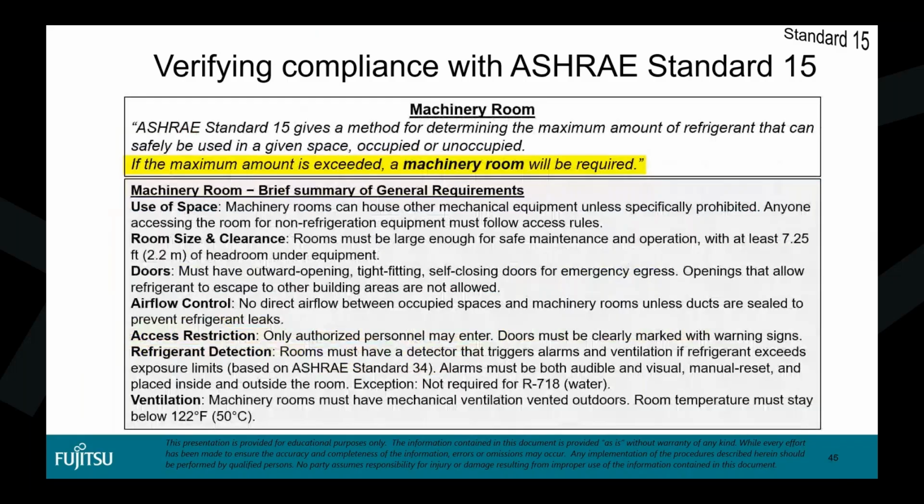The standard says, standard 15 says, if the maximum amount is exceeded, do a machinery room. And if some of you have looked into machinery room, you know it can be very complicated. There are several pages defining a machinery room. They talk about how you use the space, sizes, clearances, doors. Can you have doors? Yeah, but they need to open outward, airflow control, access restriction, refrigerant detection, ventilation. They need to have audible and visible alarms, both inside and outside of that room, manual reset, and it's a lot of requirements for machinery room.